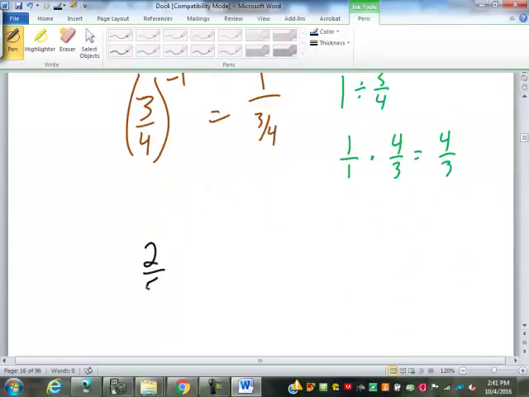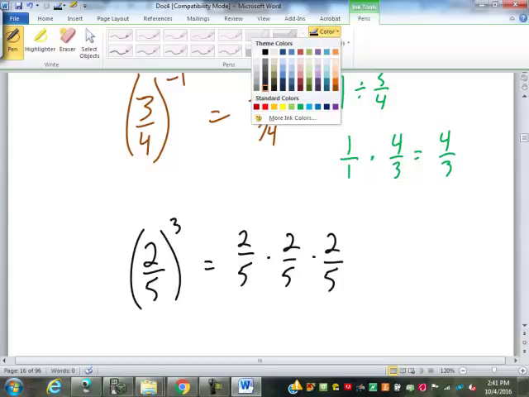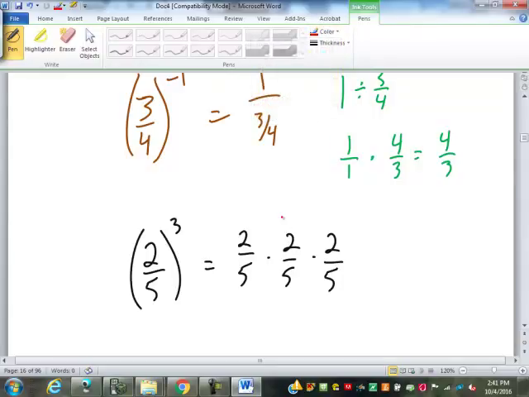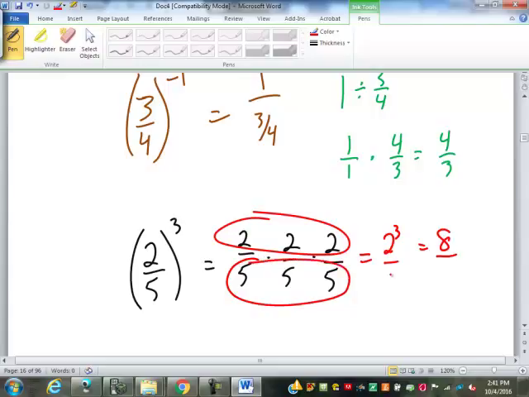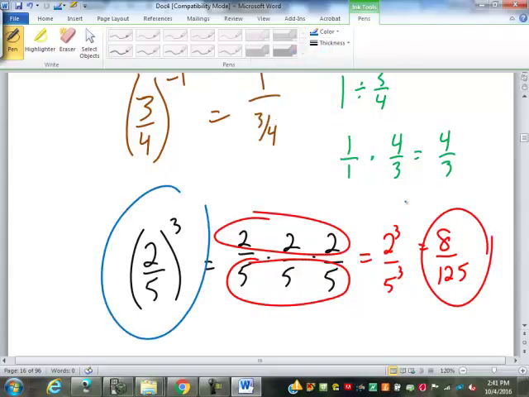So if I have 2/5, by the way, to a power, the power of 3, for example, what's that going to be? 2/5 times 2/5 times 2/5, right? 3 2/5s multiplied together. When I multiply fractions, I multiply numerators: 2 times 2 times 2 is 2 to the 3rd, or 8. Multiply denominators: 5 times 5 times 5 is 5 to the 3rd, or 125. So when I have a fraction to a power like that, I can take the numerator to that power and the denominator to that power.